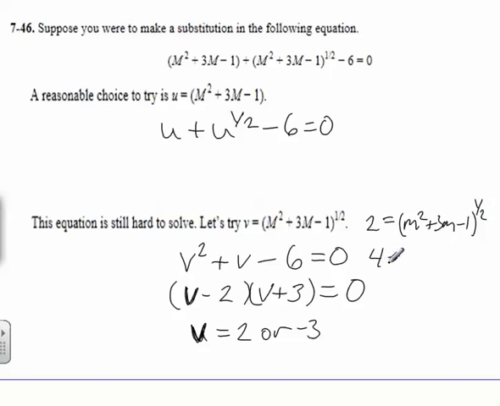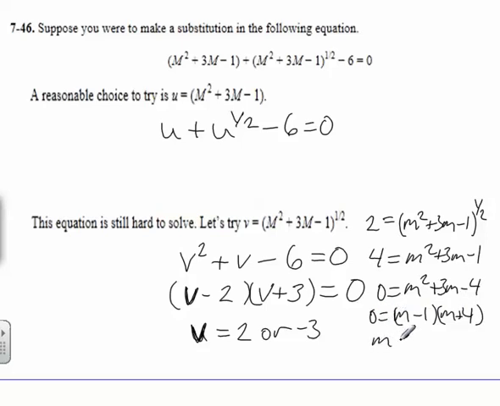So we end up with 4 equals m squared plus 3m minus 1. Subtracting 4 from both sides, we get m squared plus 3m minus 5... then factor again. m is 1 or negative 4.